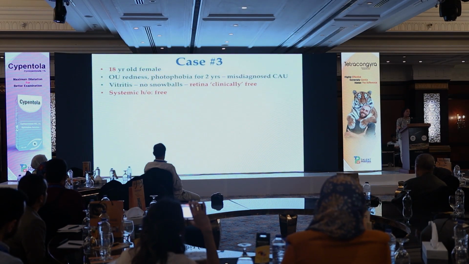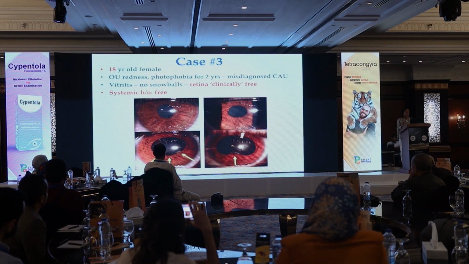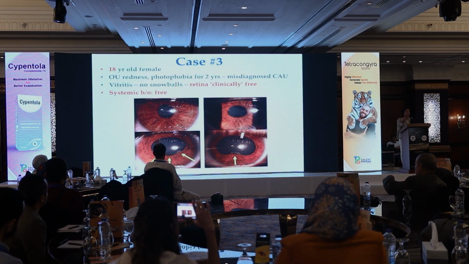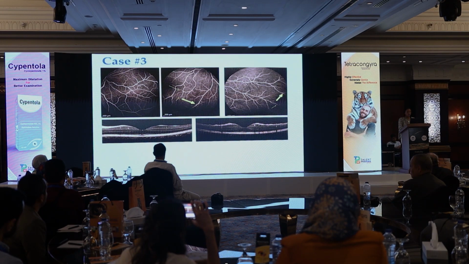Case number 3 is for an 18-year-old female that has recurrent attacks of redness and photophobia, and she's complaining of scattered arthralgias, and she's been misdiagnosed as chronic anterior uveitis, but she had no sacroiliitis. When we examine the patient, we find that she has inferior posterior synechiae, which are pinpoint and sometimes broad, and very minimal vitritis, and the retina clinically appears to be free. But when we perform a fluorescein angiography, we find very, very subtle peripheral retinal vascular leakage with a normal OCT.